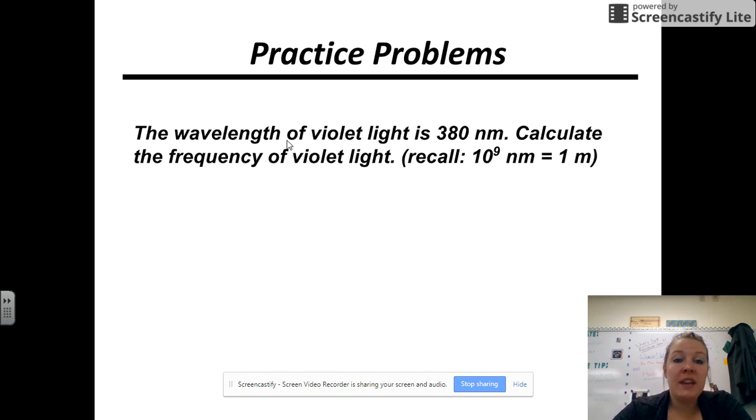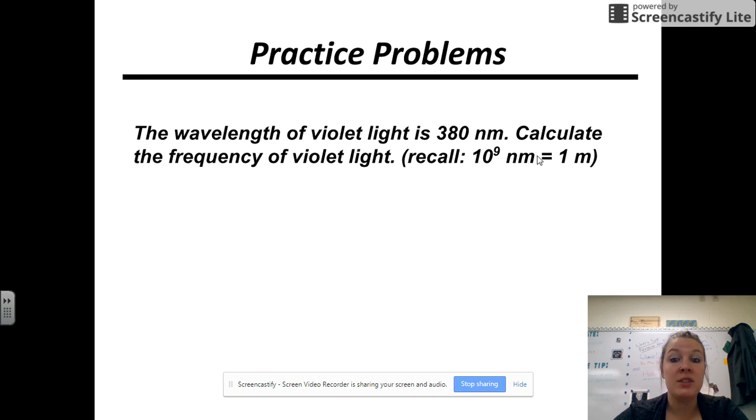So the wavelength of violet light, okay, right away I read wavelength and I'm thinking I need to be using the wavelength formula. So that is the speed of light equals wavelength times frequency. So I need to be using that first formula. Wavelength of violet light is 380 nanometers. Calculate the frequency of violet light.